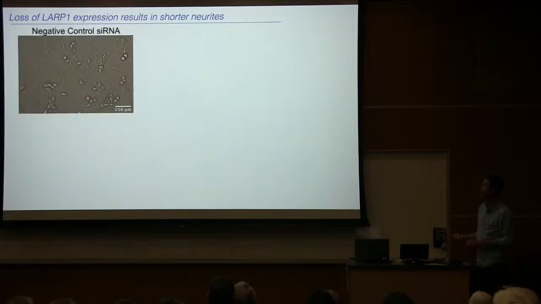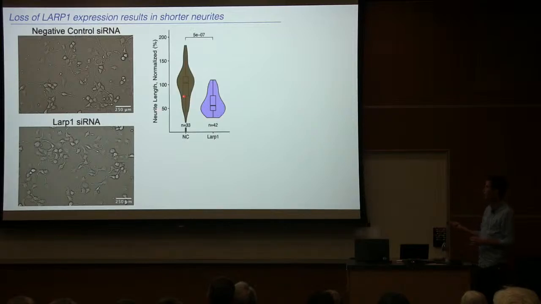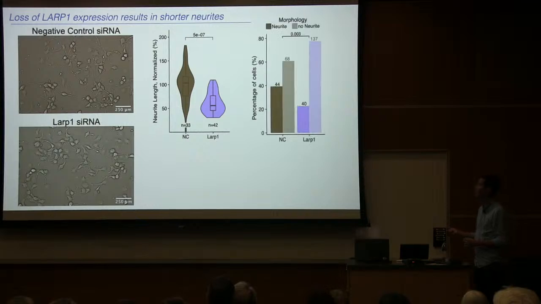Interestingly, in the cells that we knocked down LARP1, their neurites were much shorter. So maybe there's something phenotypically or morphologically that LARP1 is doing that helps these neurites form. So this is quantified here. You knock down LARP1, the neurites are about half as long as they were before, and cells just don't really make as many neurites.